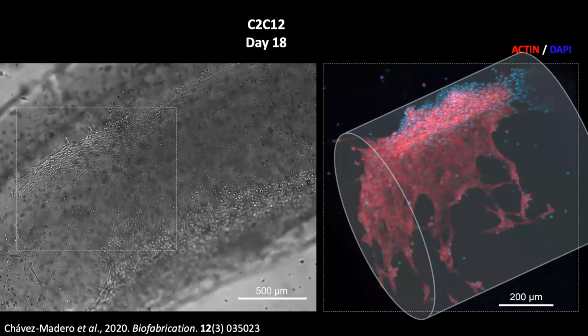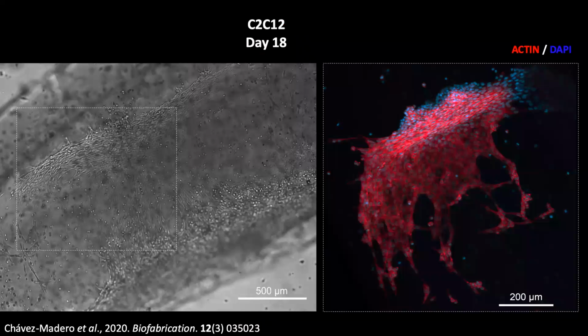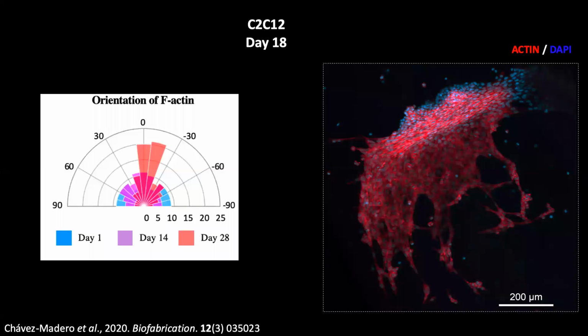Well, these are macrographs after 18 days of culture. This is the ghost of the filament as a reference. But here you can see that the myoblasts merged into multinucleated cells and that they preserve the position in which they were initially printed. And also you can see that over time they align to the main direction of the fiber. This was assessed by image analysis by measuring the orientation of the actin fibers.